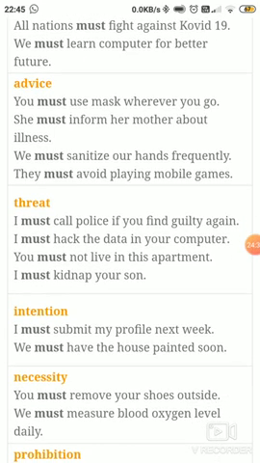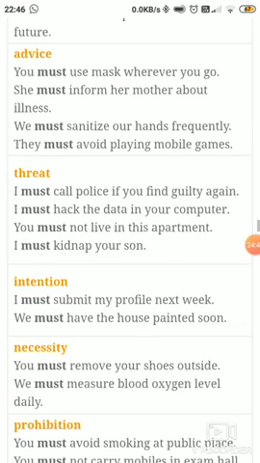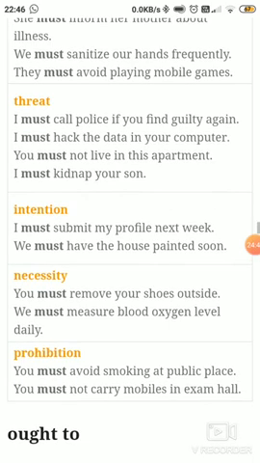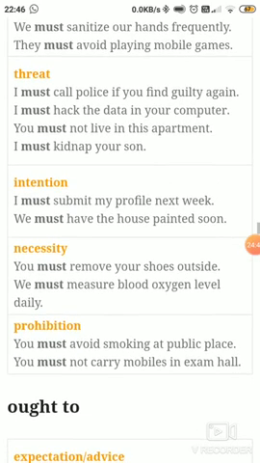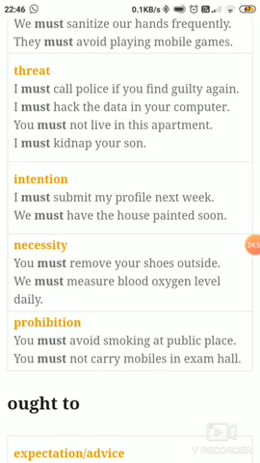I must hack the data in your computer. You must not live in this apartment. I must kidnap your son. Intentions. I must submit my profile next week. We must have the house painted soon.